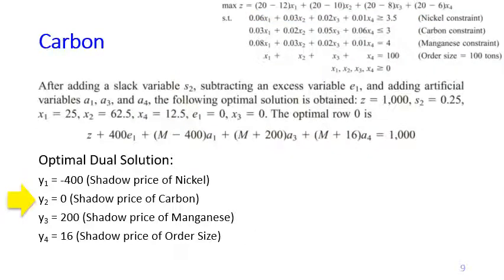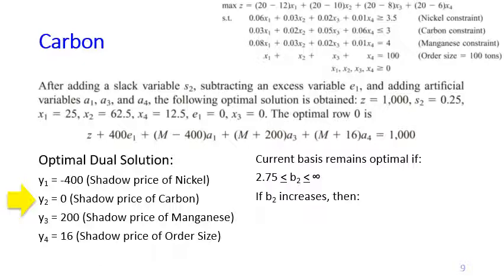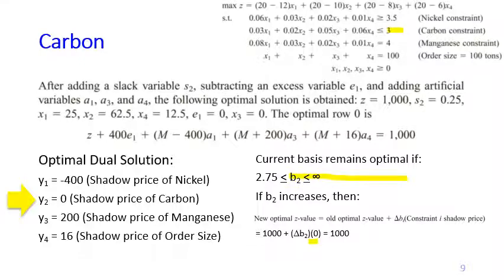For the carbon constraint, the shadow price is 0, and suppose we know this is the boundary for the carbon constraint such that the current basis remains optimal. So if B2 increases, currently 3, and then if it is increasing to 3.1, 4, 5, 6, or even 100, it doesn't really affect the Z value because the shadow price is 0, and we may increase B2 up to infinity and the current basis remains optimal.